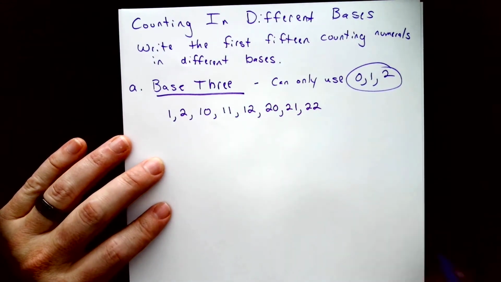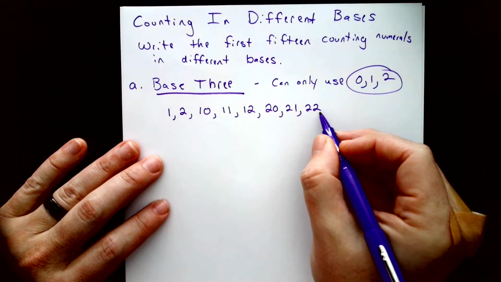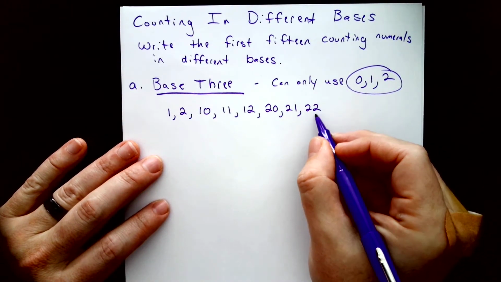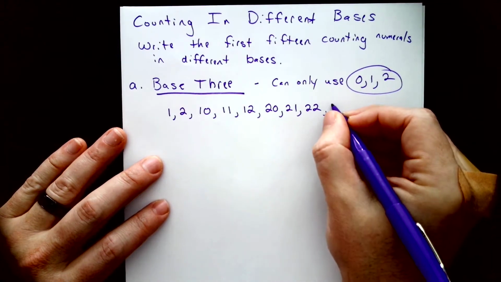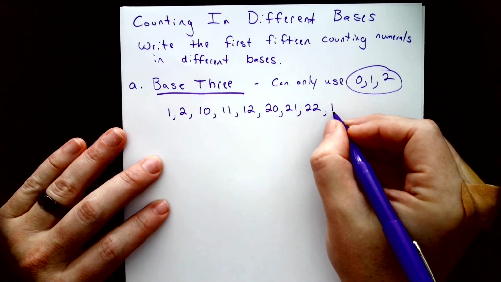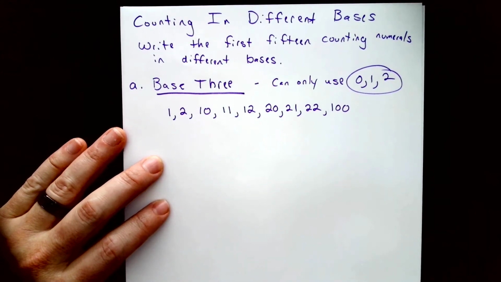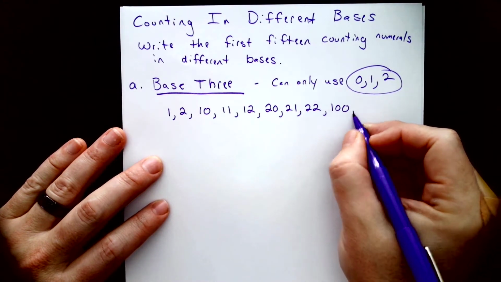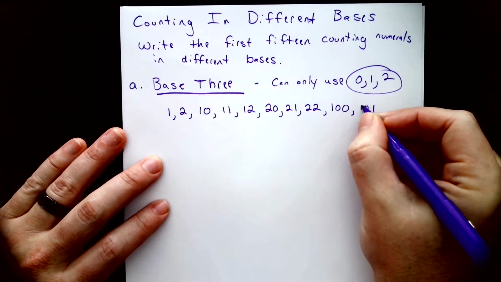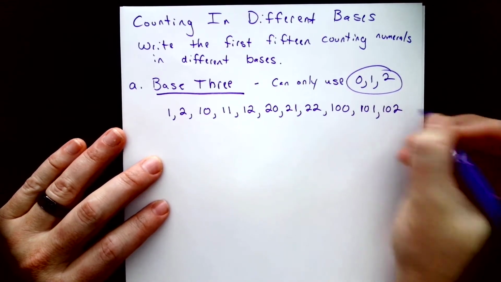Again, we cannot put a 3 here, so we're going to have to add another digit on the left. We'll make it a 1, and then we'll reset these 2 other digits, so 1, 0, 0. To get the next one, we start on the right again and add 1 to the right digit. So the next one will be 1, 0, 1, and then 1, 0, 2.